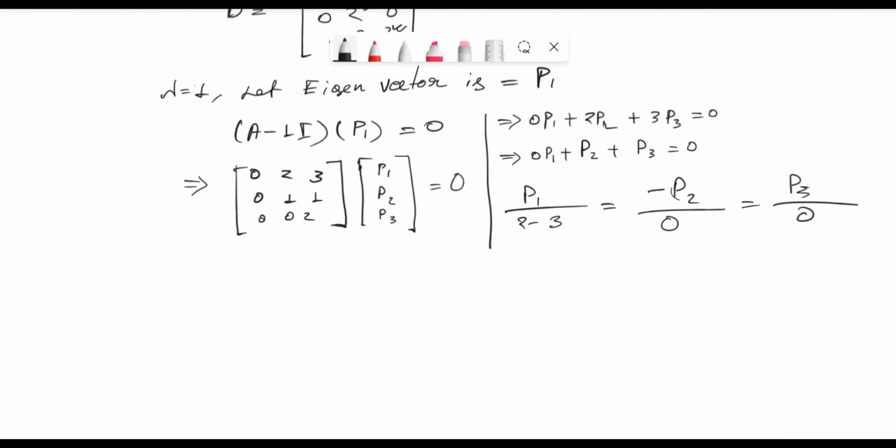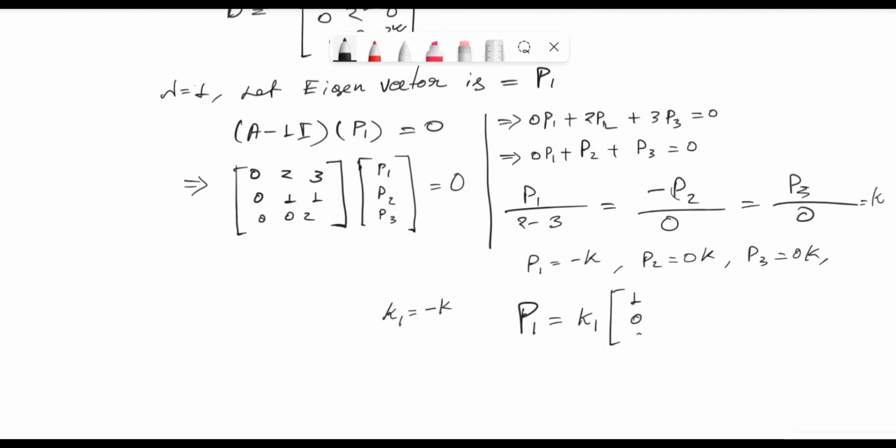From here, if we consider this equal to k, we have p1 equal to minus k, p2 equal to 0, p3 equal to 0. If we take minus k common, capital P1 will be k1 times [1, 0, 0], where we have taken minus k equal to k1. So this is the eigenvector.